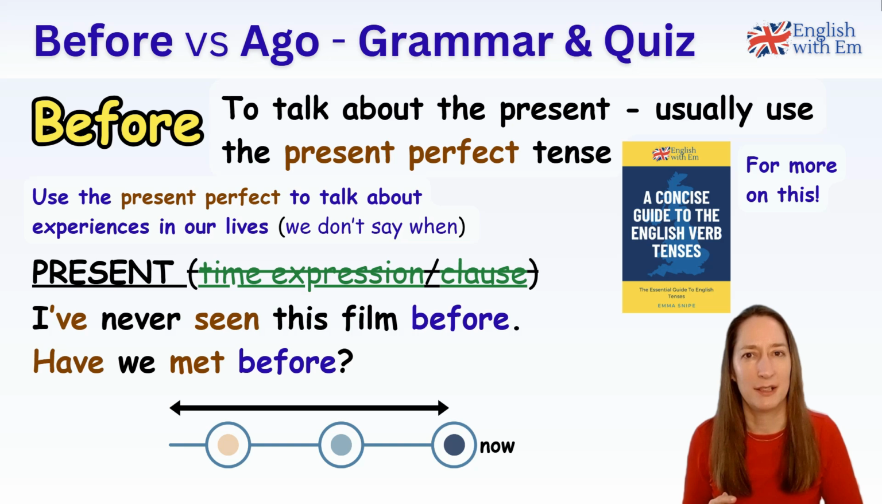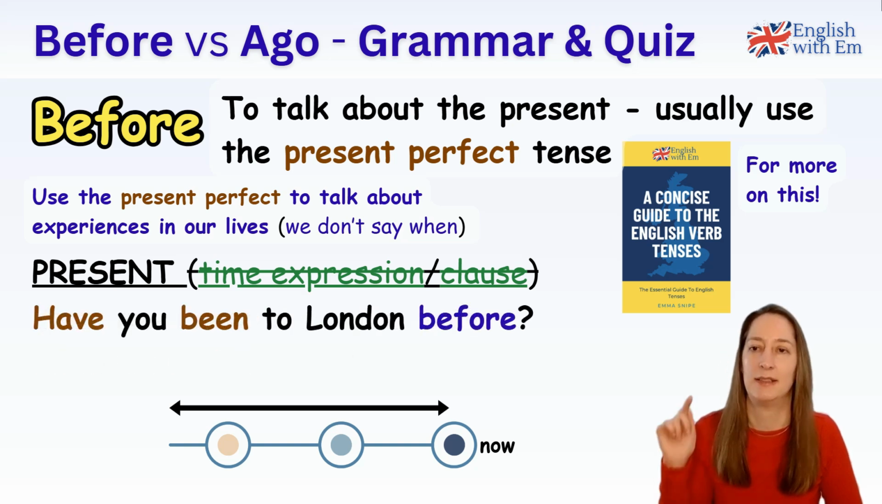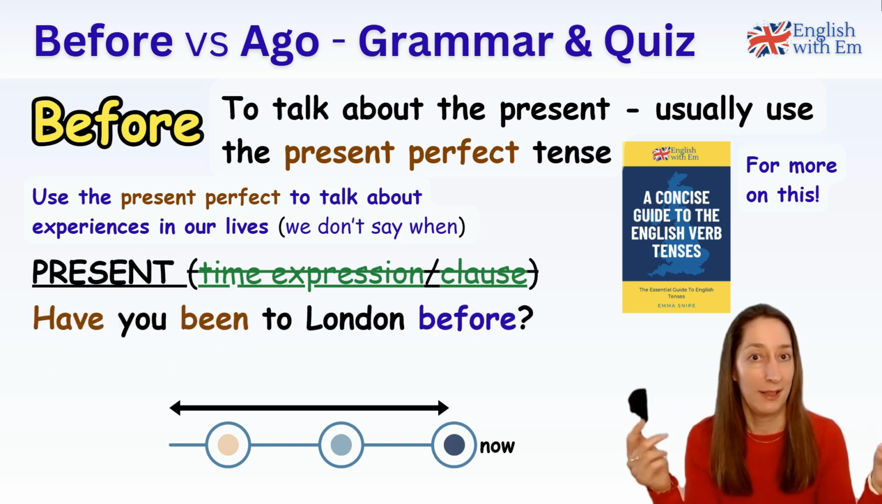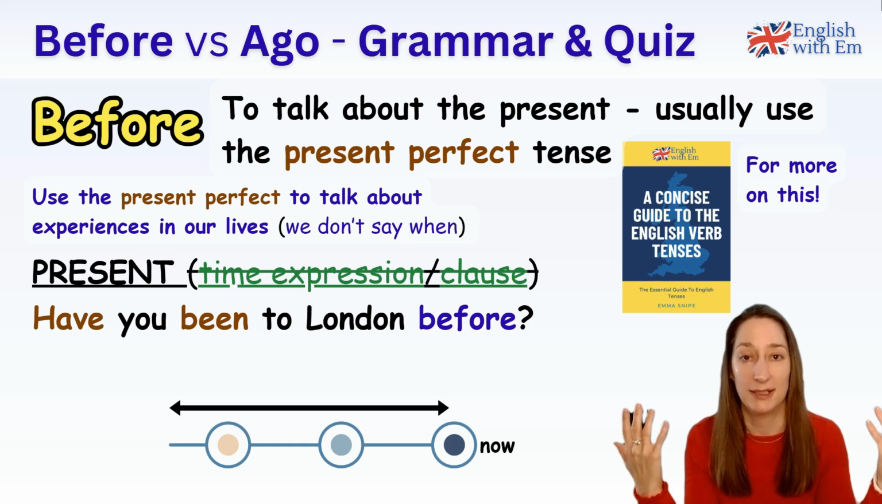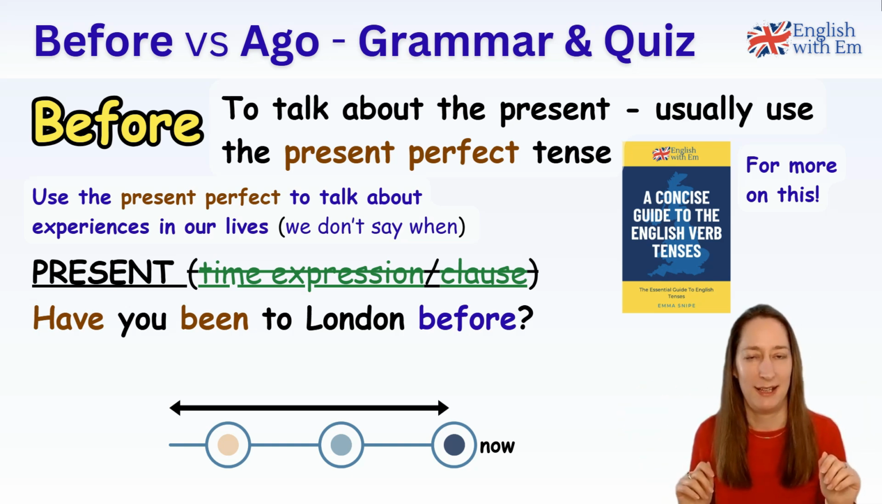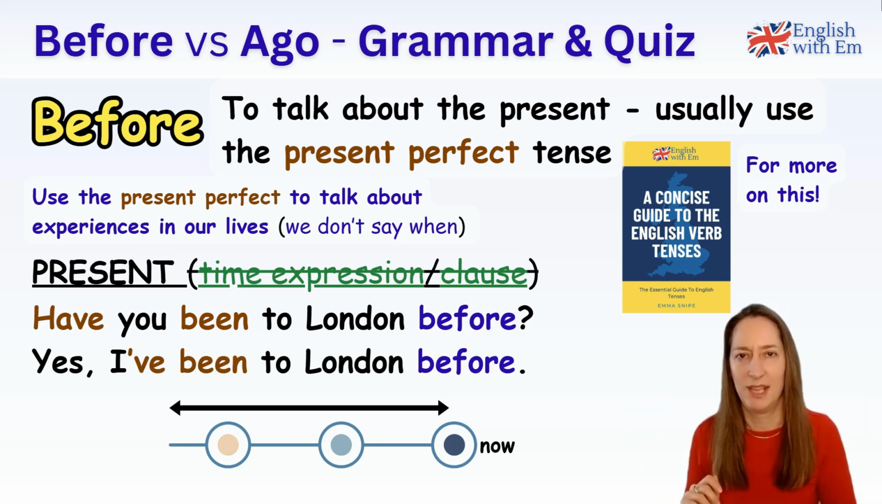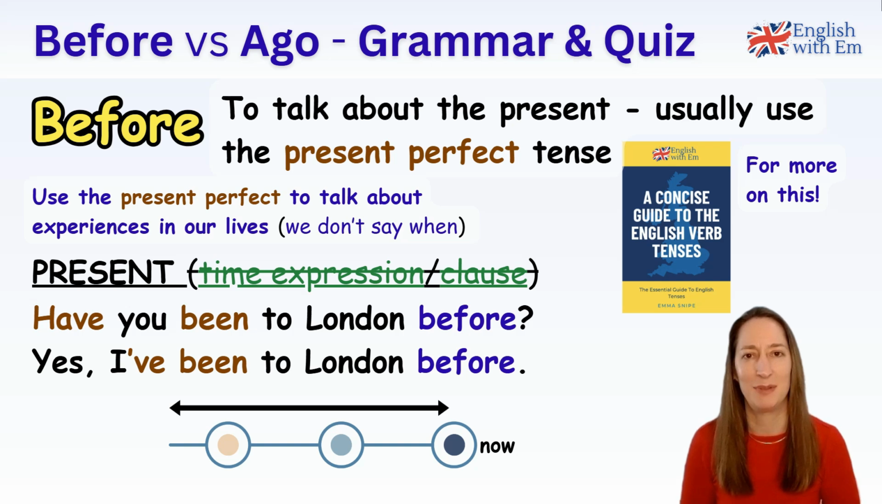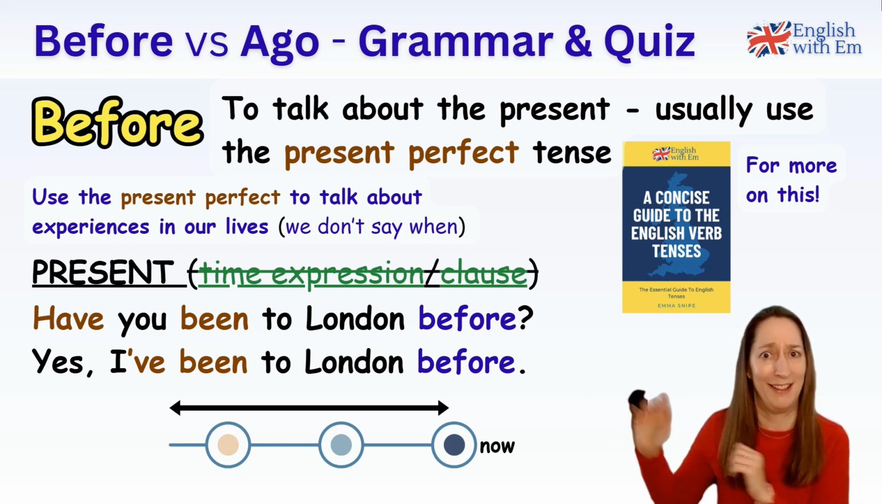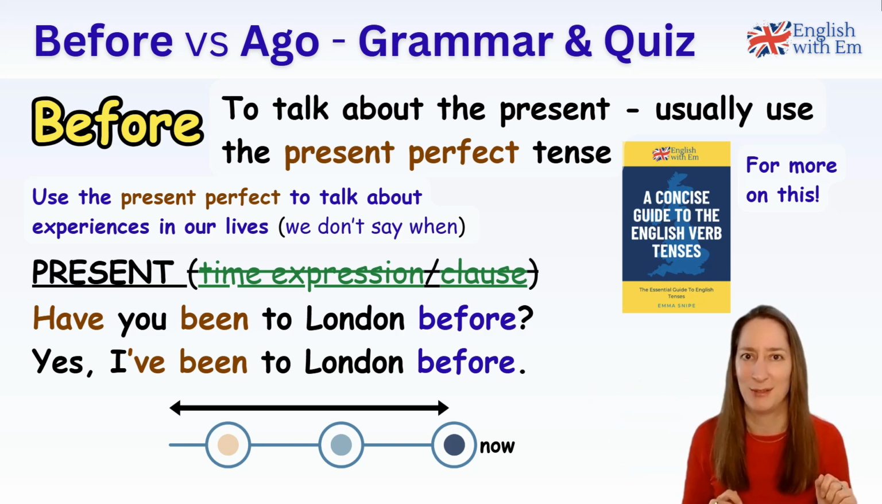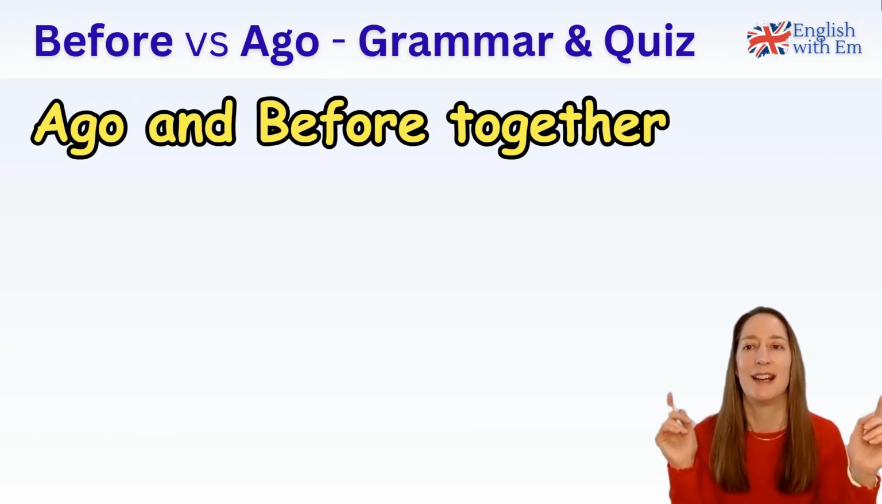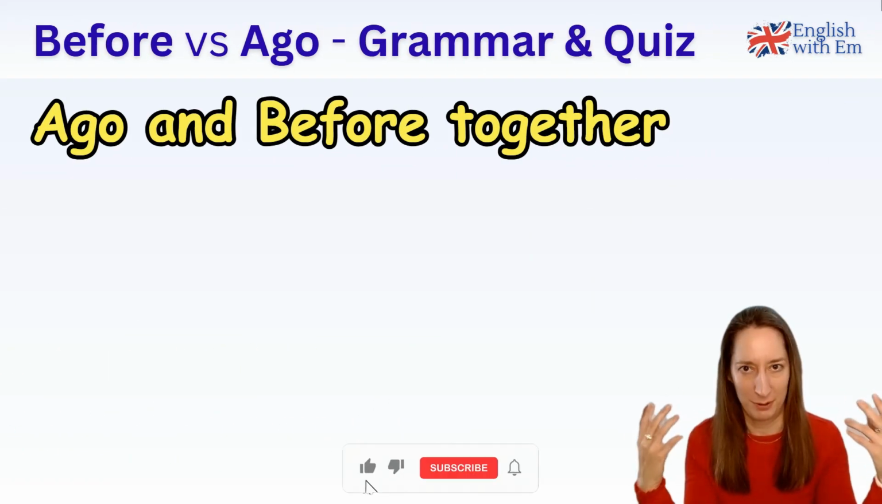Let's have another example with the present perfect. Have you been to London before? At some point earlier than now. Yes, I've been to London before. At some point earlier than now. Unspecified. Okay, now let's look at ago and before together.